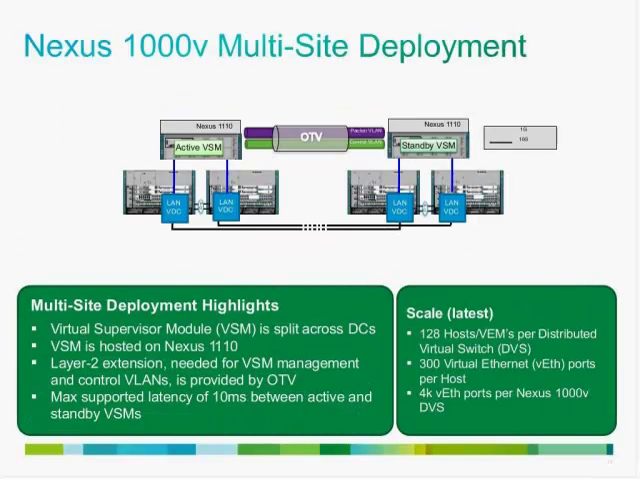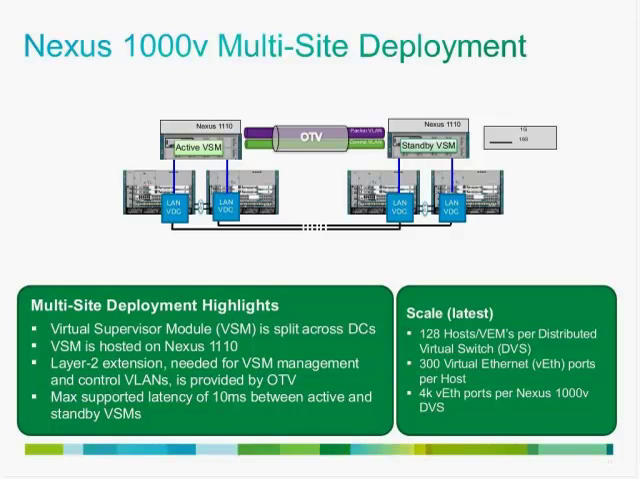And one such component would be Nexus 1000V. By defining the Nexus 1000V active VSM on one side and the standby VSM on the other side, we wanted to make sure that they can talk to each other, and they talk to each other on Layer 2. So essentially, we carried that traffic over OTV as well.